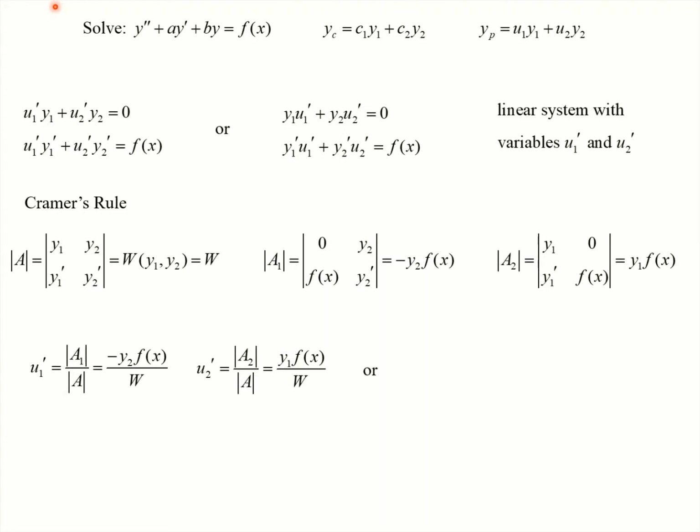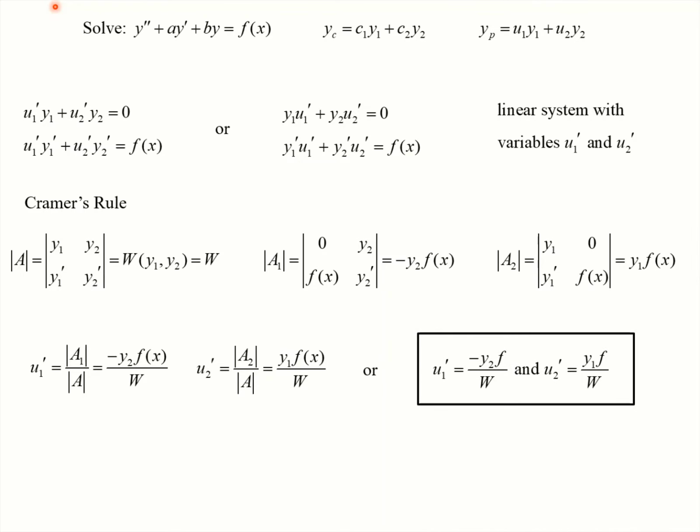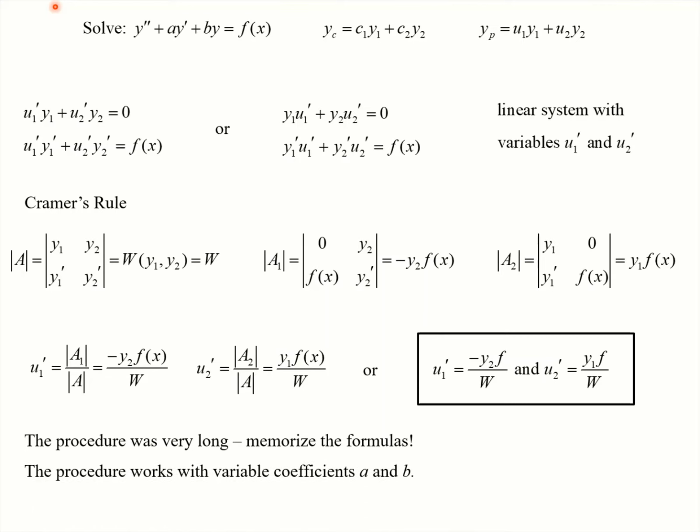Or, and here's the final result, this is what we were trying to get: u1 prime equals negative y2 f over W, and u2 prime equals y1 f over W. The procedure was very long, so we're going to memorize the formulas, the ones you see in that box there. The procedure works with variable coefficients a and b.